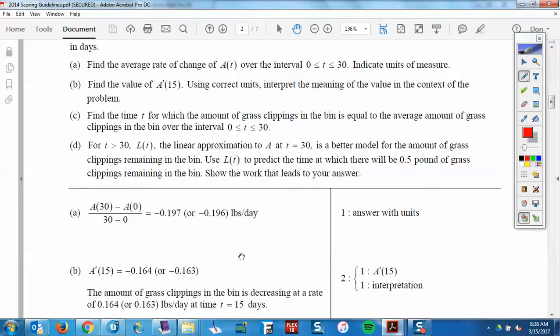Max, you put 30 in for t, and you get that value, and then you put 0 in for t, and then you do the 30 minus. I did value of 30 minus value of 0. Did you get negative 0.96? Yeah.